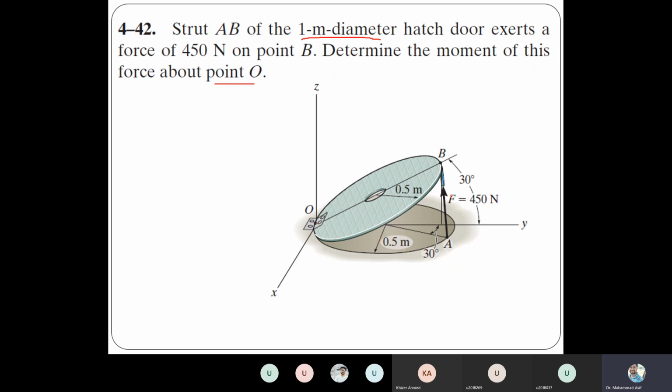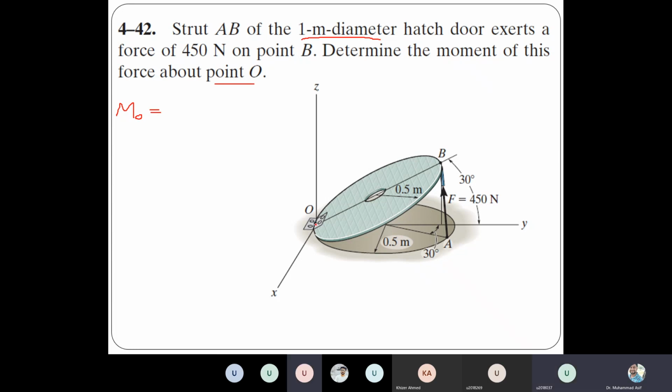How can you calculate the moment of this force? What do you think? Anyone? Moment about O because of that force. Yes, anyone? How to calculate the moment of this force F about point O?